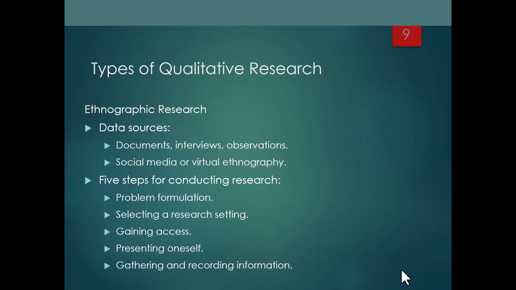So presenting oneself is the next step. So how to introduce oneself to those being studied, whether it's as an observer, a participant observer, observer as participant, or a full participant. And the last step is gathering and recording information. So this is the type of data: observations or interviews, type of documents to review, whether to record observations while conducting or afterward, a notebook or a computer to record observations.